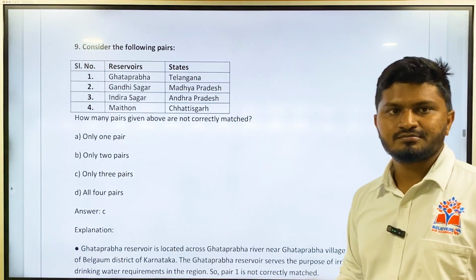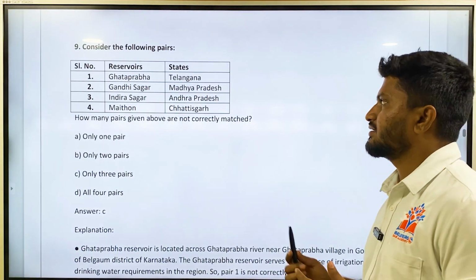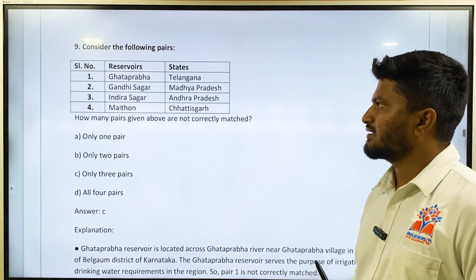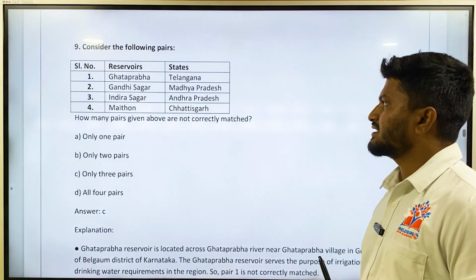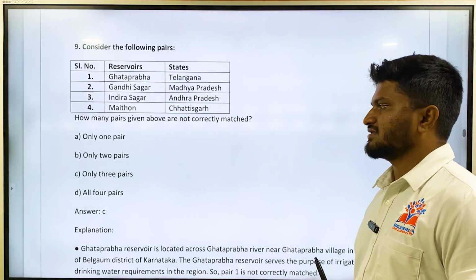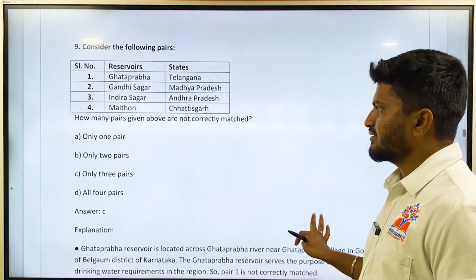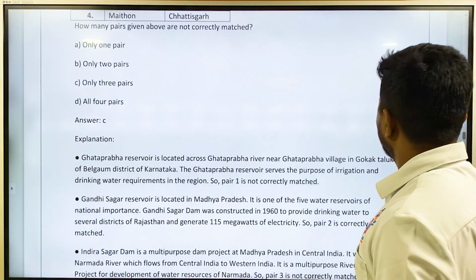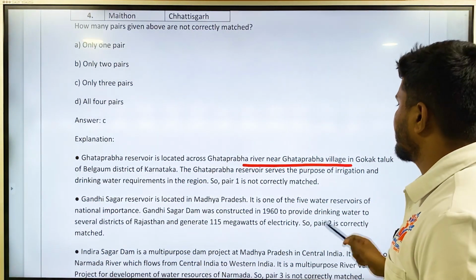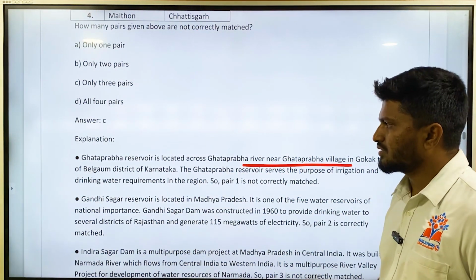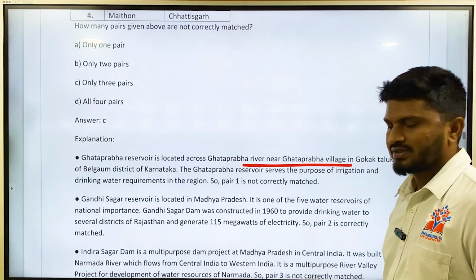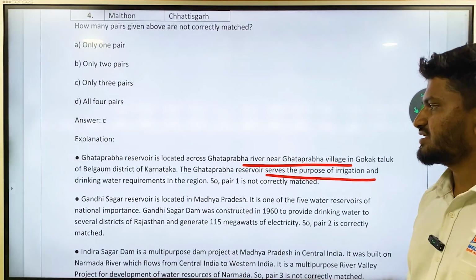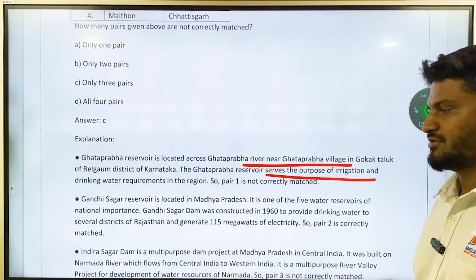Then consider the following pairs. That is serial number, reservoirs and the states. Again, Indian map based question. Ghataprabha, Telangana; Gandhi Sagar, Madhya Pradesh; Indira Sagar, Andhra Pradesh; Maithon, Chhattisgarh. The correct answer here is C. Only 3 pairs are not correct, because Ghataprabha is located in Karnataka, across the Ghataprabha river in Ghataprabha village in Gokak Taluk of Belgaum district of Karnataka. The Ghataprabha reservoir serves irrigation and drinking water requirements in the region.